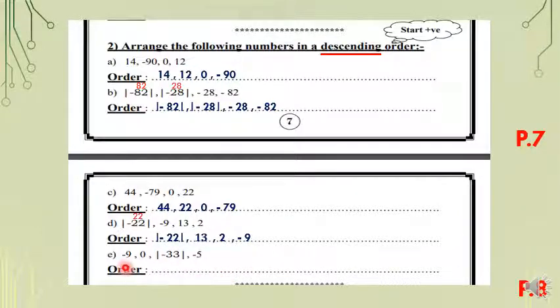Letter E, negative 9, 0, absolute value of negative 33, and here we have negative 5. So from big to small, I need to find the value of this first. Absolute value of negative 33 equals 33. So it will be my first number, absolute value of negative 33. Then 0. Then we are going to take negative 5 and negative 9 will be the last.